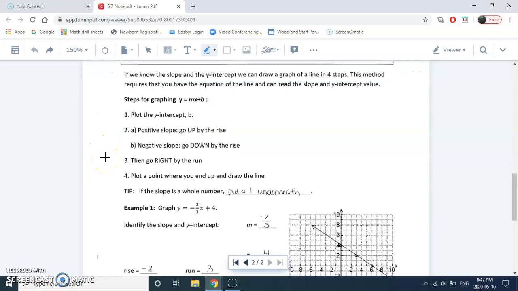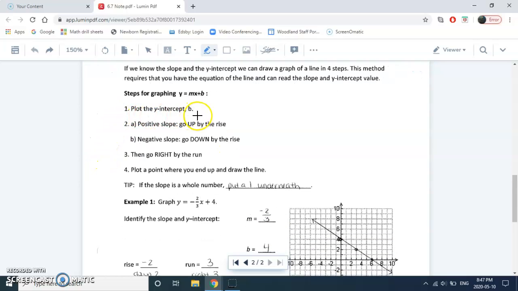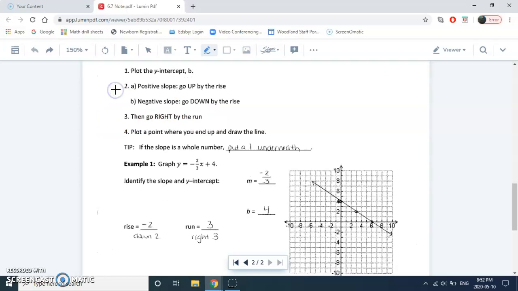So the first thing we need to do is plot our y-intercept, which is b. Our next step is we are going to plot the slope, and we are going to go up by the rise if it's a positive slope. So if our number in front is positive, and if it's a negative number, we're going to go down by the rise. So again, that's to do with our rise over run. Next, we're going to go right by our run. So we'll see down here, our rise here is -2, so we would go down 2, and our run is +3, so we're going to go right 3.